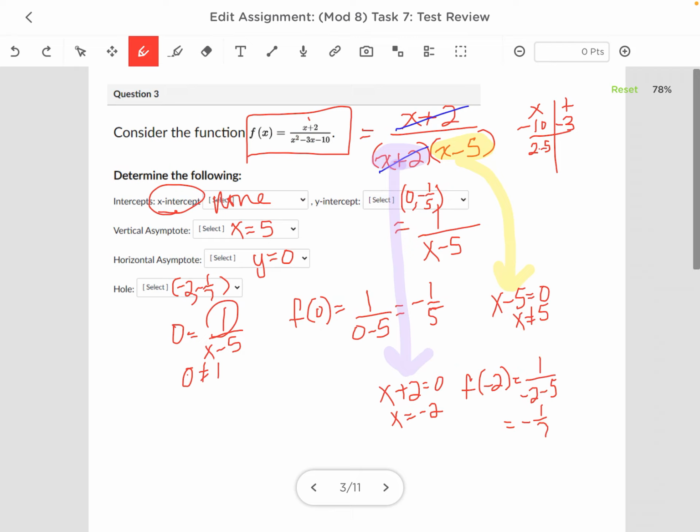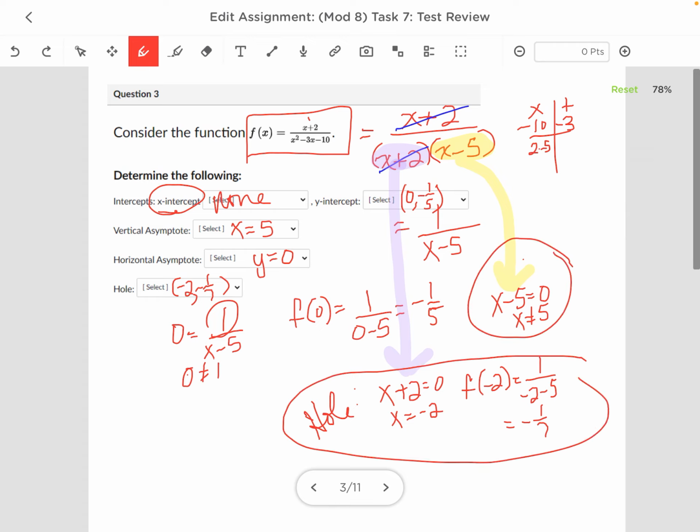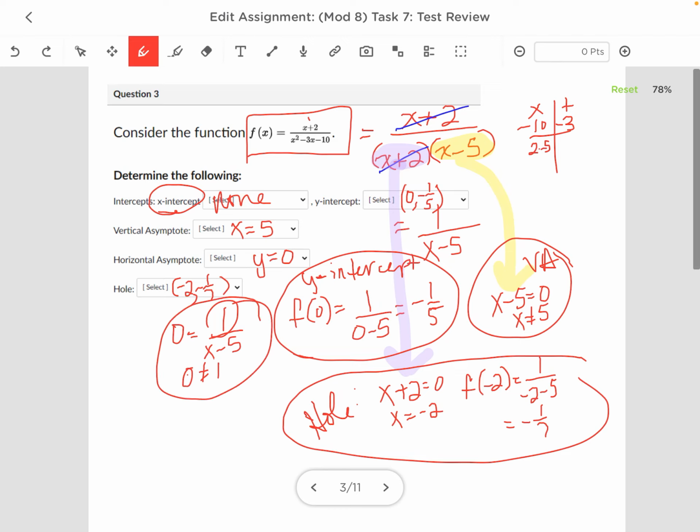I got a little bit messy there. This is the hole. This is the vertical asymptote. This is the y-intercept. And this is the x-intercept.